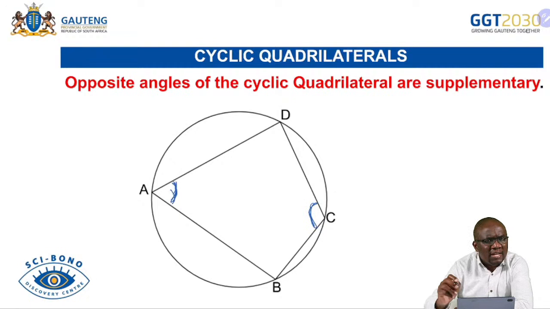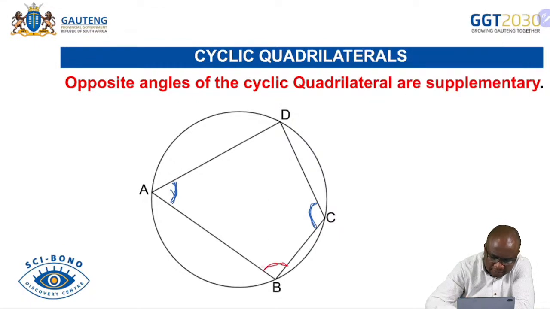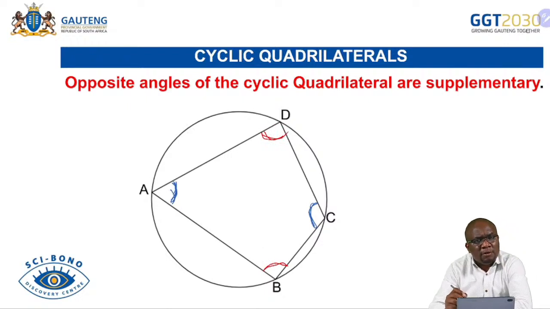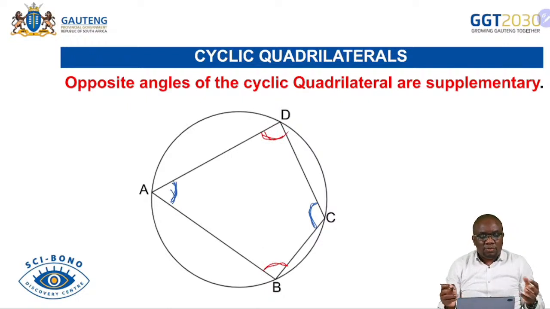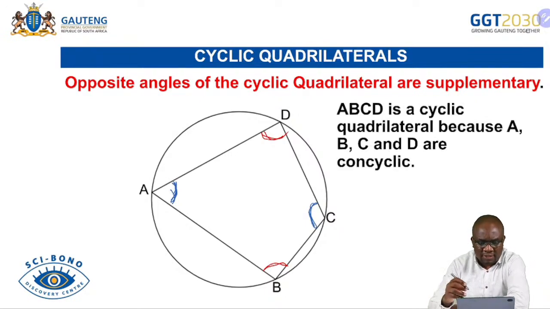These are opposite angles of a cyclic quad. Okay? And then we have angle B here and angle D here. They are opposite angles of a cyclic quad. So these two opposite angles, when you add them, they give you 180 degrees. Okay? Right. We say they are supplementary. A, B, C, D.